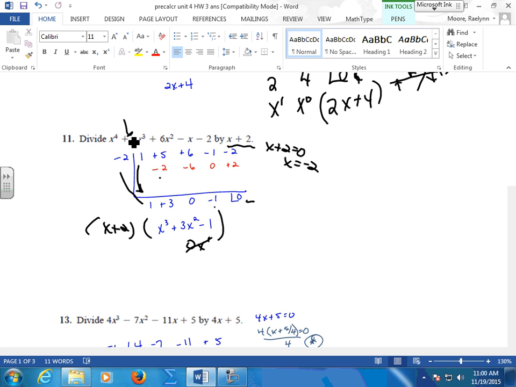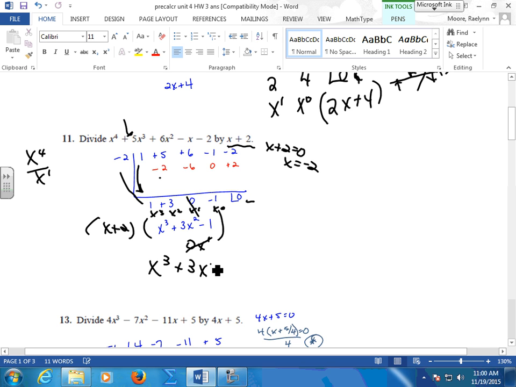We had x4 divided by x1. We start with x3. x3, x2, x1, x0. So the 0 term is just going to come out. So we have x cubed plus 3x squared minus 1. That's our answer.